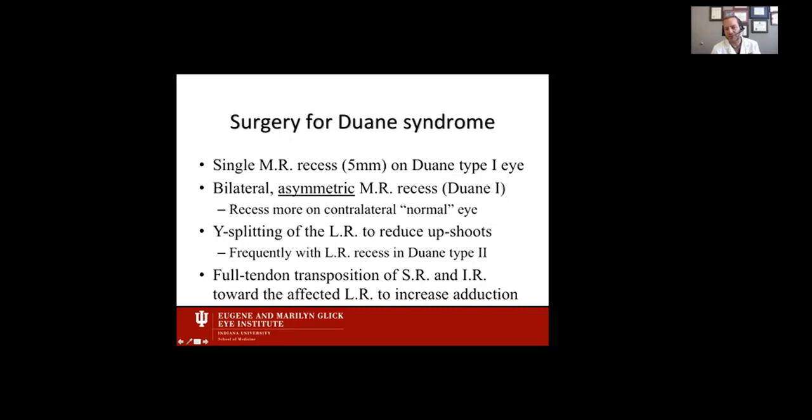However, you can use that to your advantage because it's so difficult to overcorrect them. Another thing to consider is this asymmetric medial rectus recession. Now, you do your standard recession on the Duane eye, so maybe you're going to do 5 millimeters on this one, and then on a normal eye, you're going to do a larger recession. You're going to recess it 6 or 7 millimeters maybe. Well, what's that going to do? Well, that's going to make it harder for the right eye to go in, and maybe you're going to expand their diplopia-free field over to that affected side. Same thing with the full tendon transposition. Y splitting, we'll touch on this because this is a nice way to reduce upshoots.